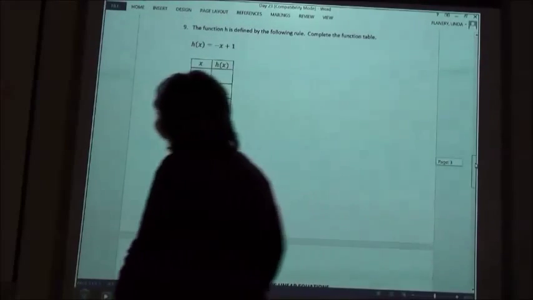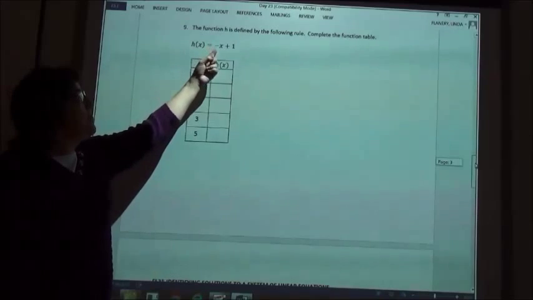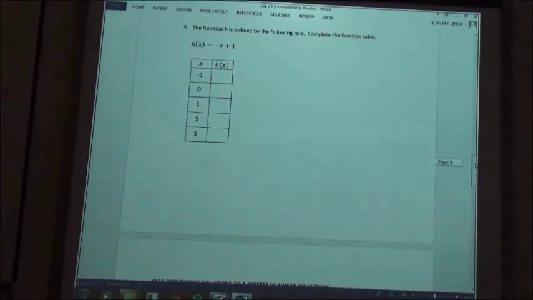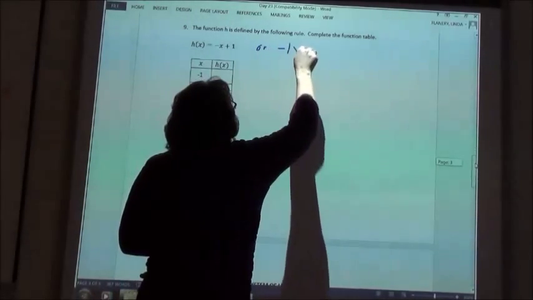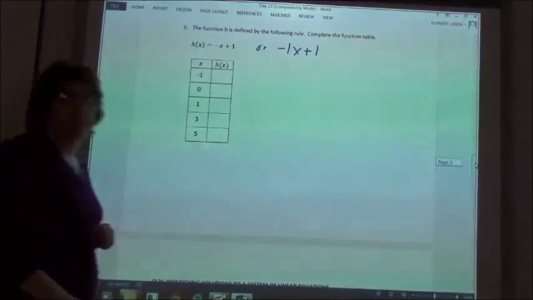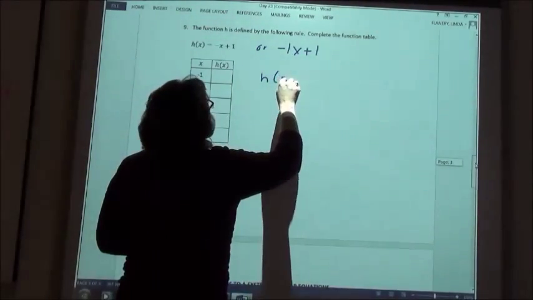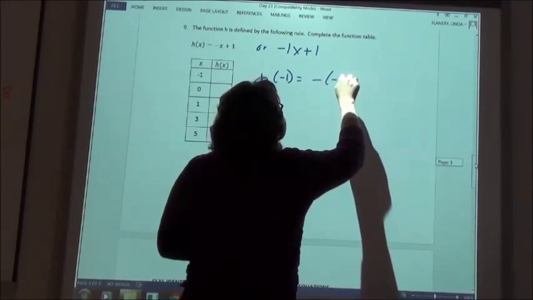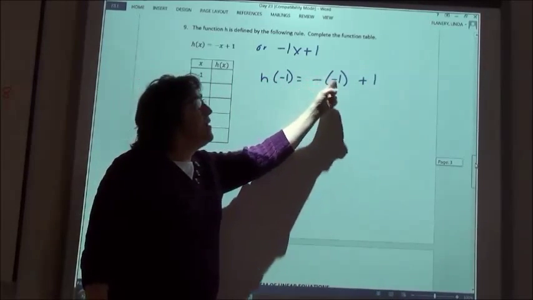Number 9. We have h of x equals negative x plus 1. Now again, keep in mind if you have trouble with that negative x, what's another way you can write negative x? Negative 1x. So if it helps, write it as negative 1x plus 1. Otherwise, on Alex, you would probably see them write this. They'd have minus, and then they're going to put the negative 1 in, plus 1.